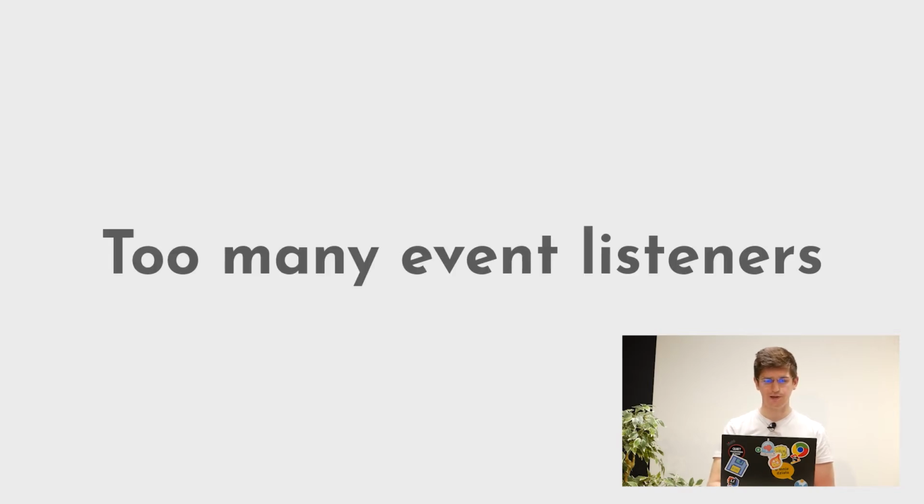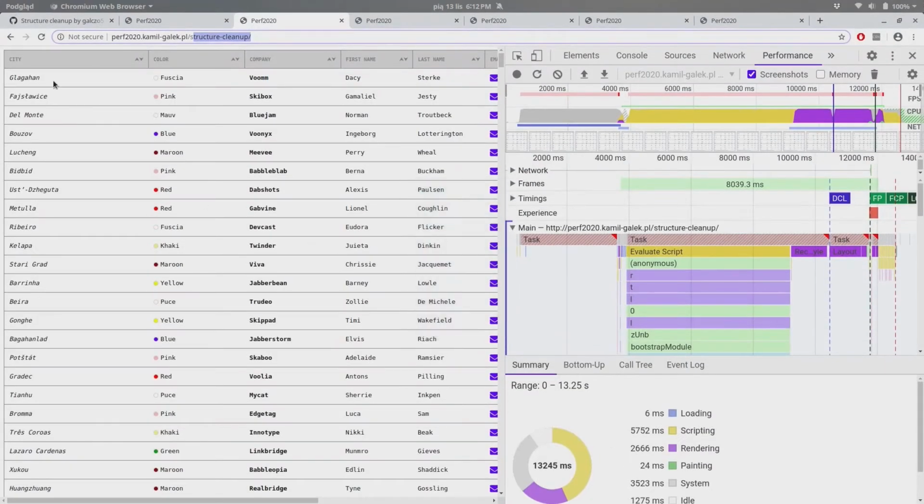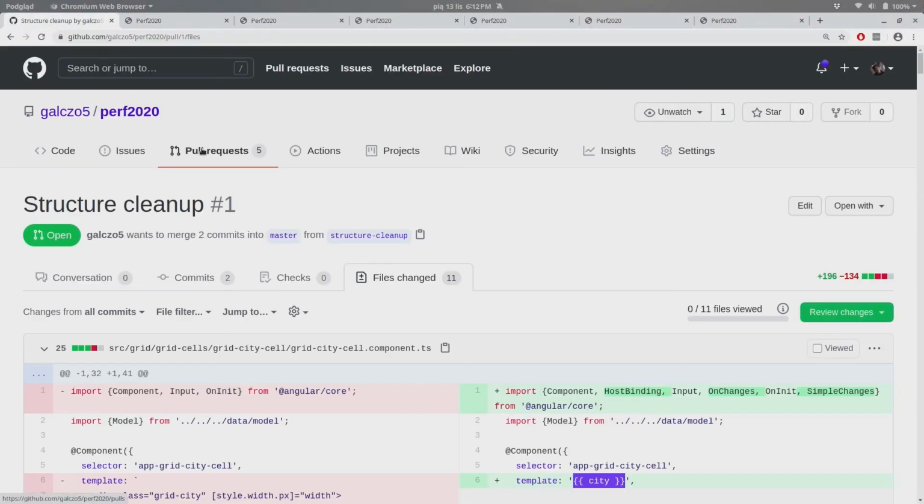So fix number 2. We have 5,000 rows. Each one has 2 event listeners. Probably we want to reduce it. So if we have 5,000 rows, we have 10,000 event listeners, and we can reduce it just to one event listener. Let's go to the code. We will find it in the pull request called listeners.